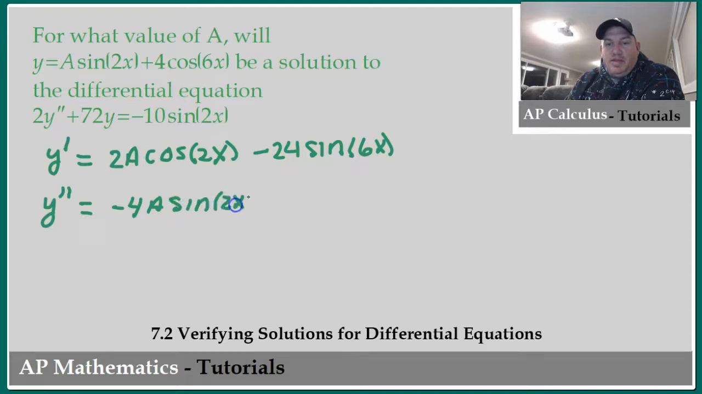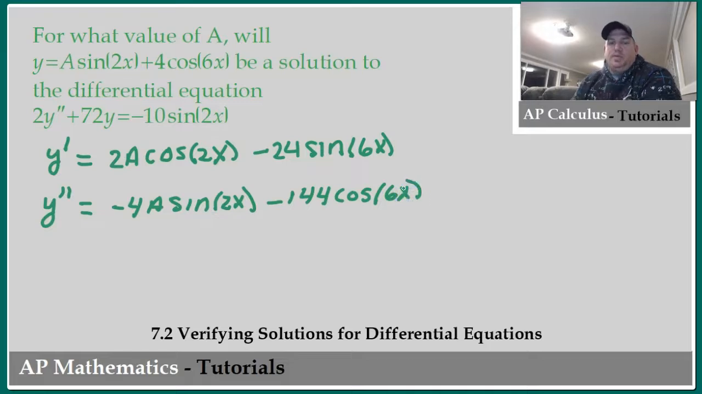And then we're going to have another negative. This time, though, the derivative of sine is cosine. We would chain rule on the 6. 24 times 6 is 144. So we have minus 144 cosine of 6x. So we have now our second derivative that we're going to use along with the original function y equals, and we're going to plug them in then to our differential equation and then solve for a.